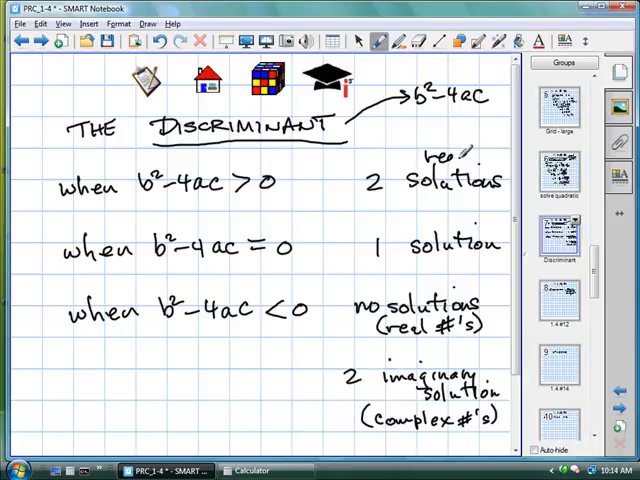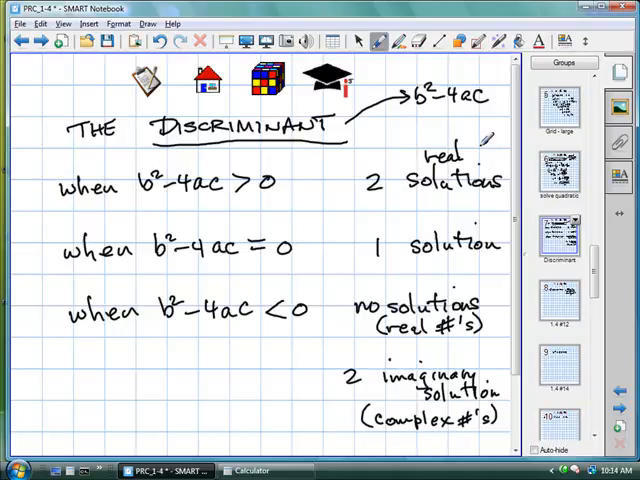So then there will be two real solutions. And that's all because we can take the square root of a positive number, right? What if the discriminant is 0? Well, what happens when you try to take the square root of 0? You can do it. The answer is 0. And the cool thing that happens is plus or minus, what's plus or minus 0?